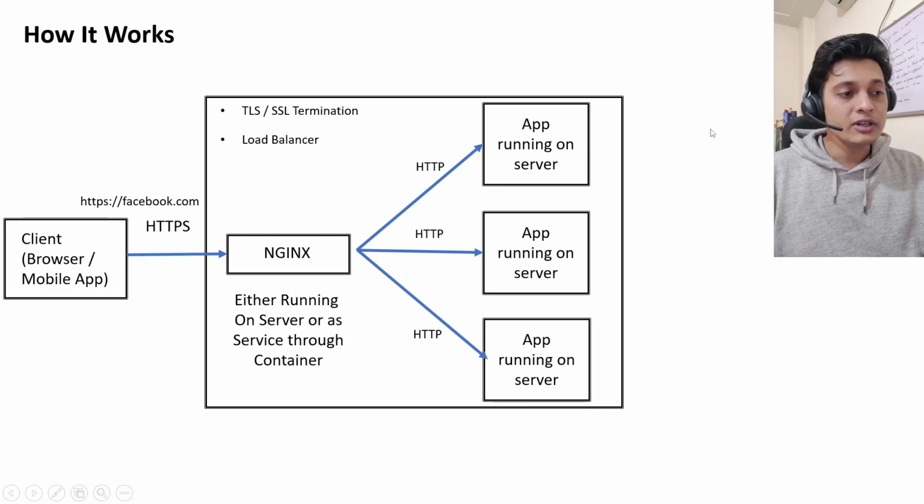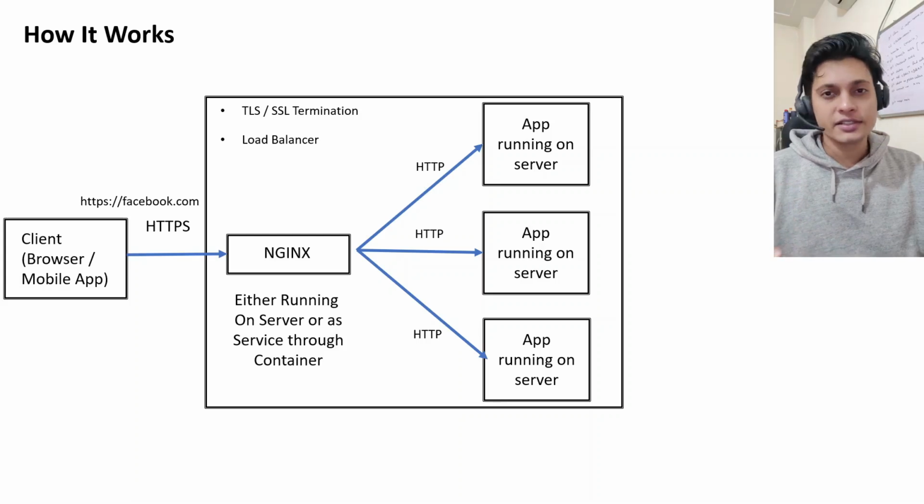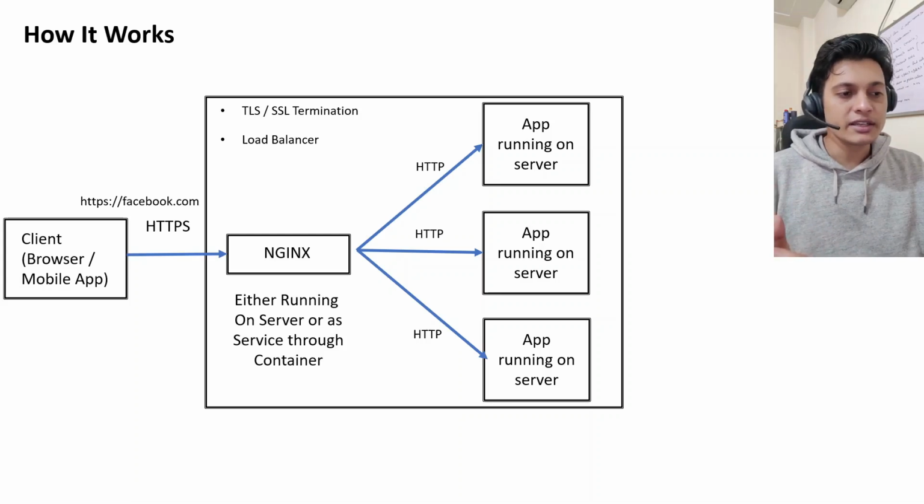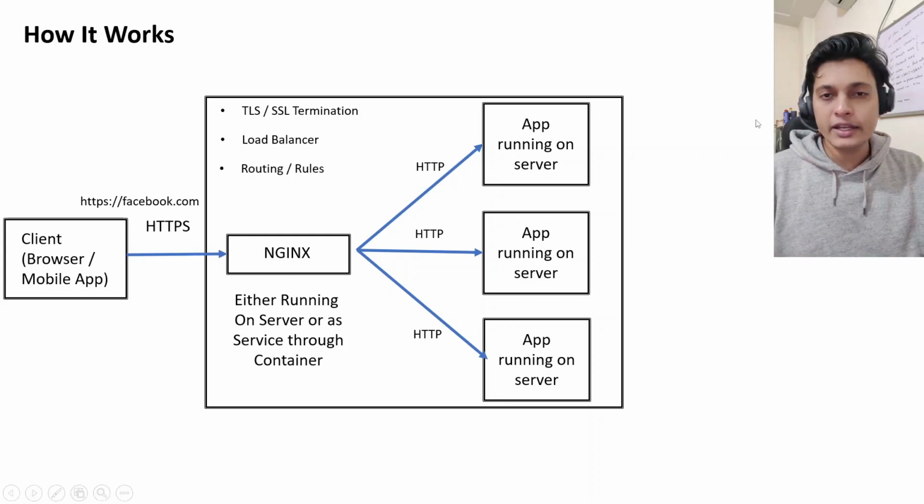Then it will do the load balancing. What I mean by load balancing is that this Nginx is really smart. It will check which server has the least load, and it will send the traffic to that server so that your application will work in an optimized way and the user will get the response in the quickest way possible. Then it will provide you routing rules.